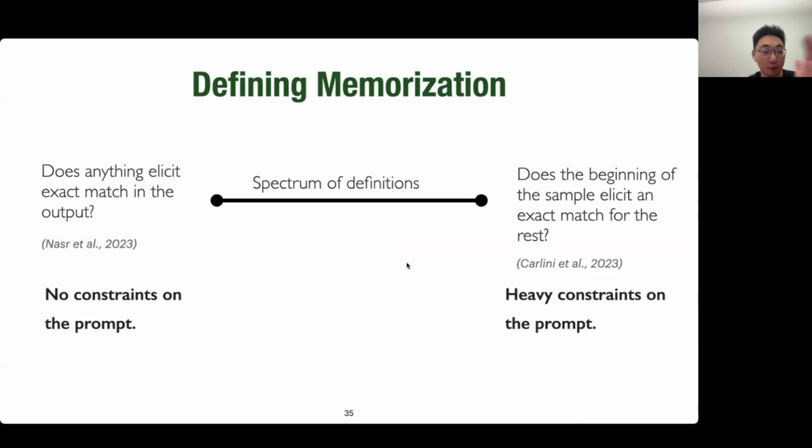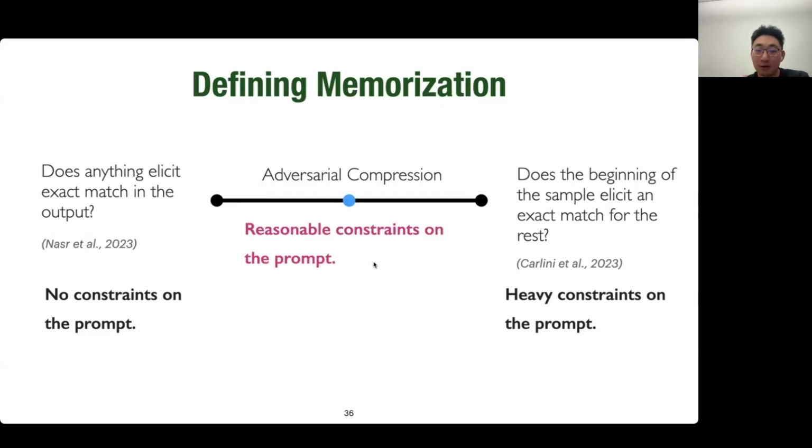On one side, we have no constraint on the prompt. On the other, we have heavy constraint on the prompts, and then we really need to think about how to choose the hyperparameters. And here we think ACR, adversarial compression, gives a reasonable constraint that we need to put on the prompt.